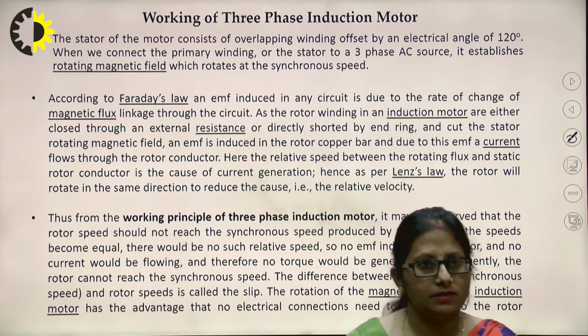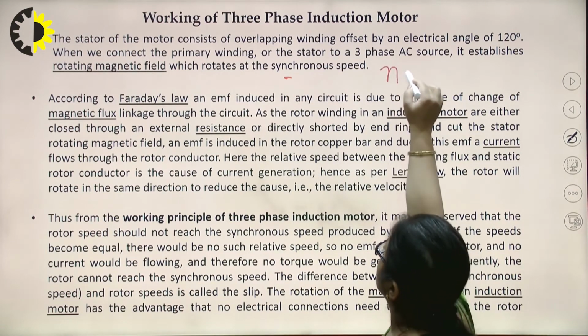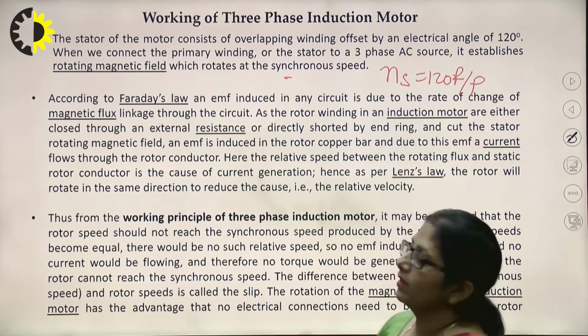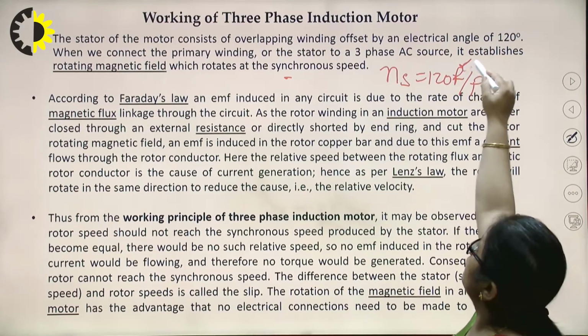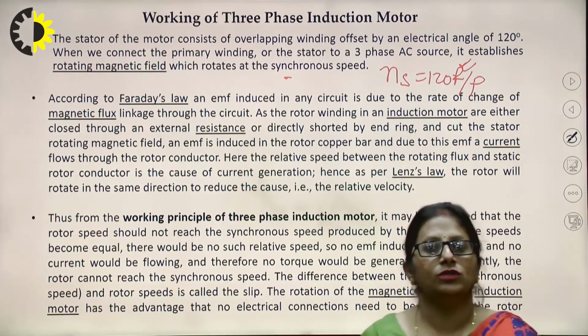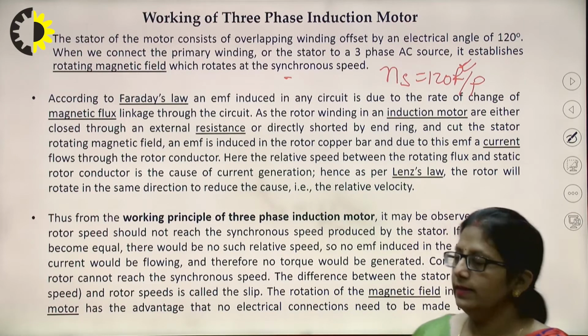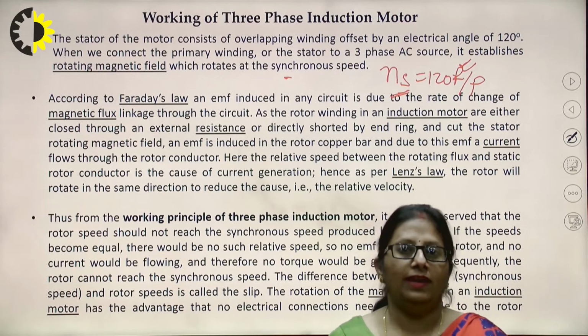What is the synchronous speed? We'll be discussing that once again. The synchronous speed is given as 120 f by P. It is directly proportional to the supply frequency and inversely proportional to the number of poles of that particular motor. So this is the synchronous speed, and the rotating magnetic field has been established.